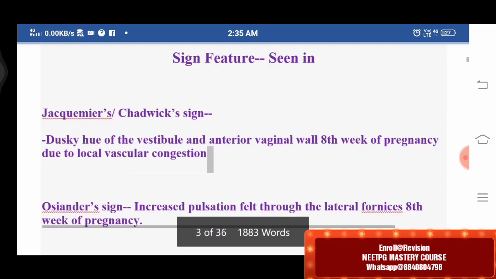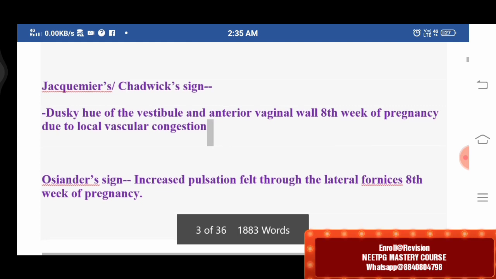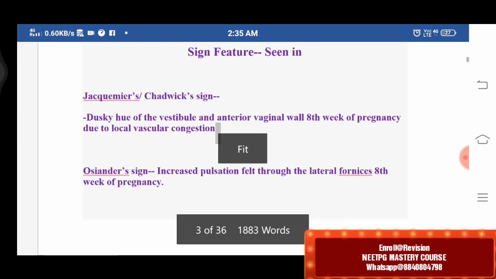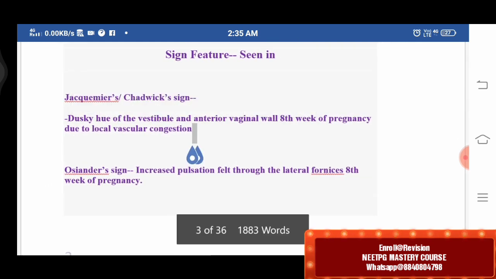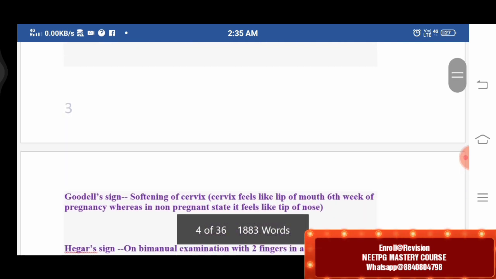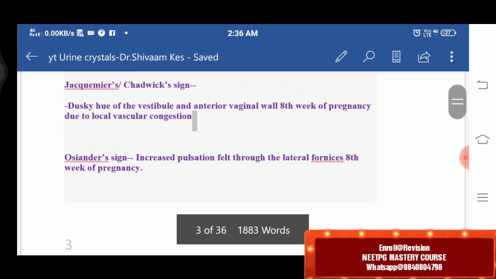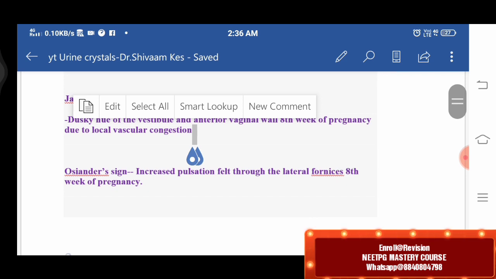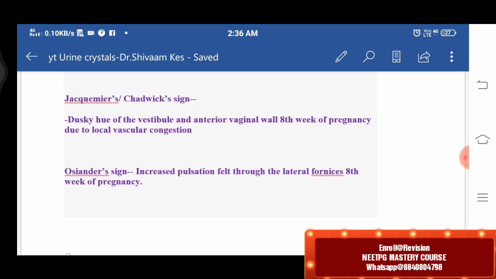Now Jacquemier or Chadwick sign. So what is it? So basically there are some signs like Chadwick, Osiander, Goodell's, Hegar's. So you need to know what are these and basically write them up, because you frequently get confused during your examination.